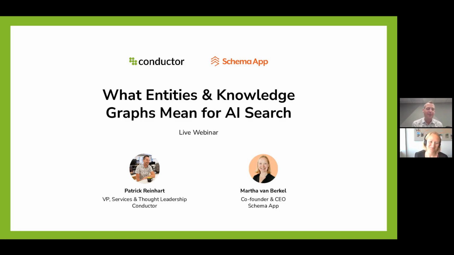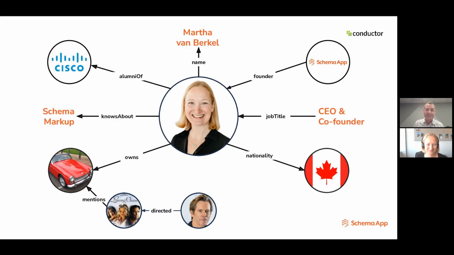My name is Pat Reinhart from Conductor, and outside of being a 41-year-old man with a mohawk, I also lead professional services and thought leadership at Conductor. And today I am super excited to be here with Martha van Berkel, who is the co-founder and CEO of Schema App. And what we're going to be talking about today is what entities and knowledge graphs mean for AI search. We have a lot to get through, so we're going to jump right into it. But Martha, why don't you give a quick introduction to yourself, and then we'll jump right into the presentation.